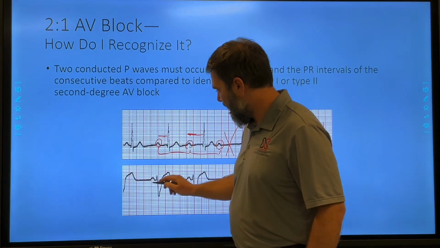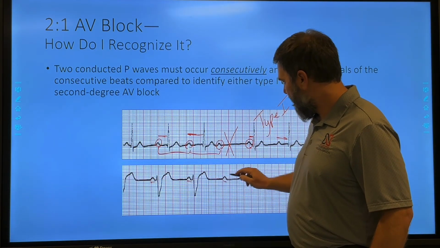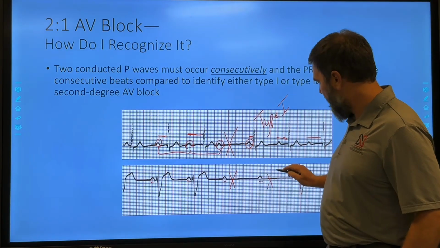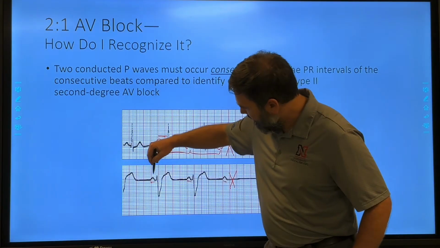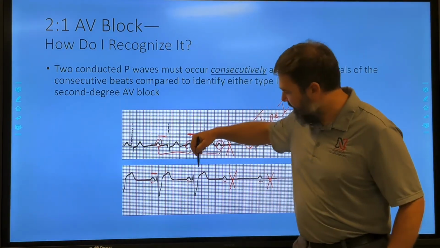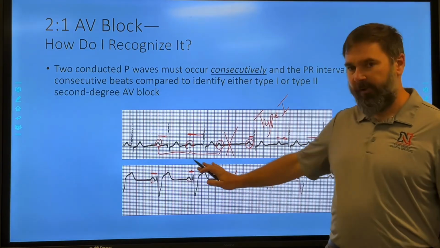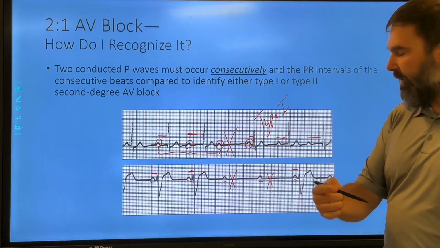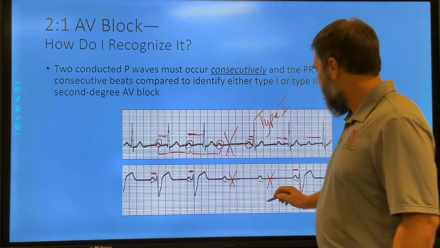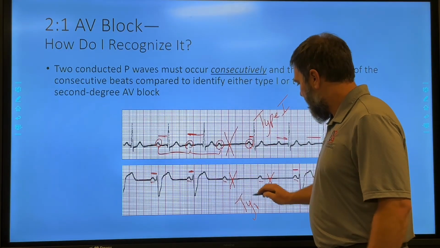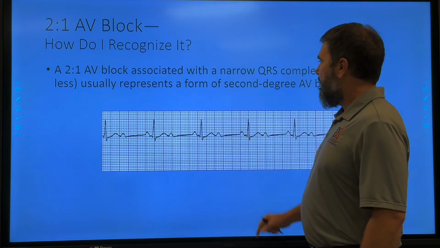In this example here: P-wave QRS, P-wave QRS, P-wave no QRS, P-wave no QRS, P-wave QRS. The PRI looks the same when the PRI is present. So overall the rhythm's irregular, upright P-waves, PRI is constant or the same, so this makes that a type 2. So now let's look at a 2-to-1.